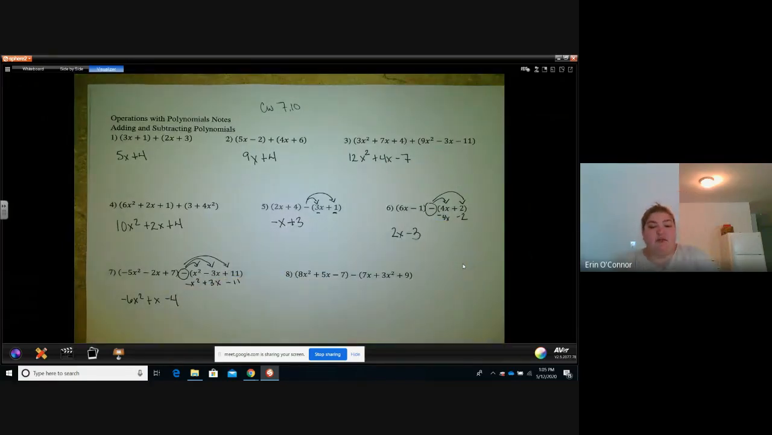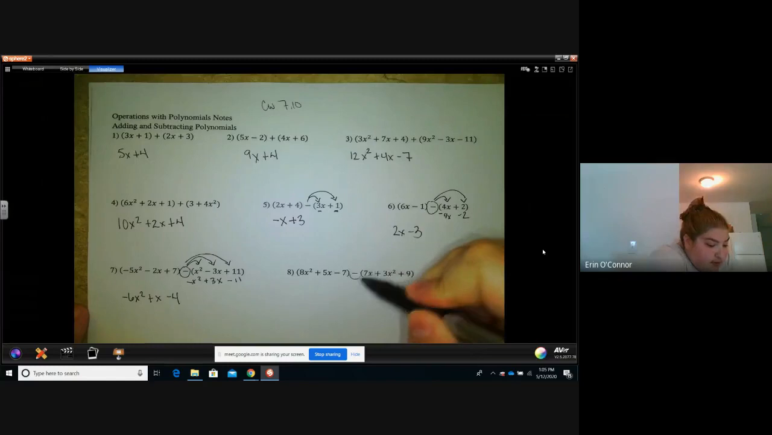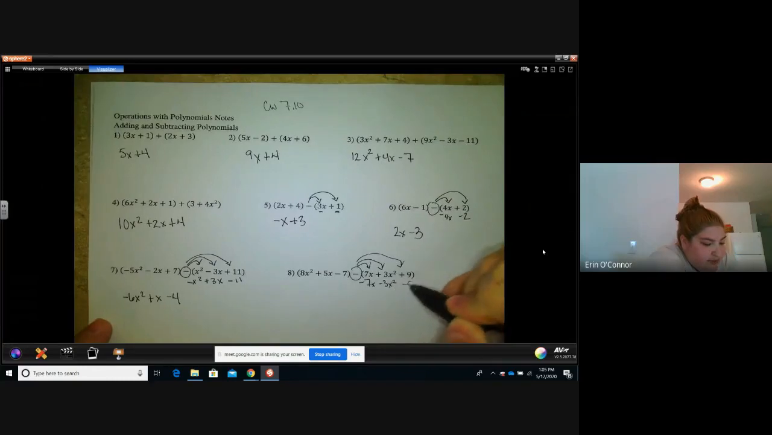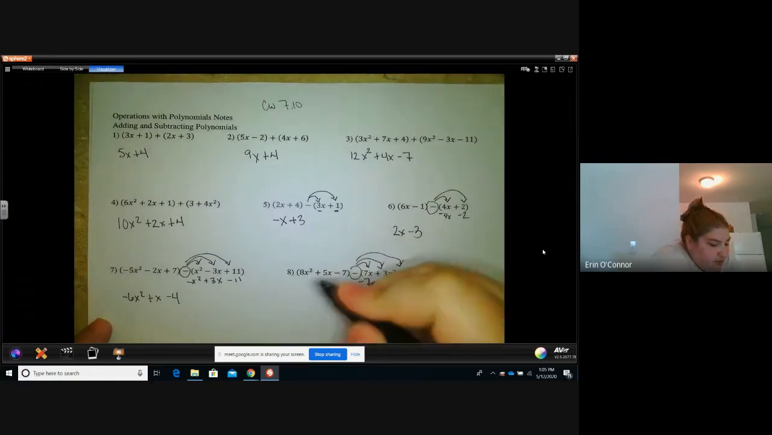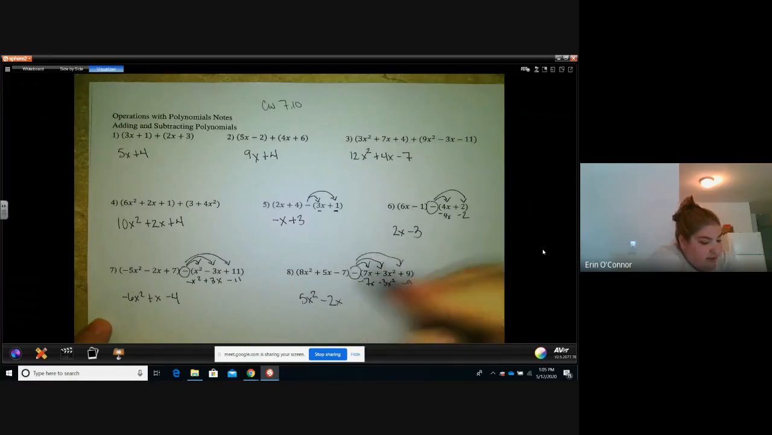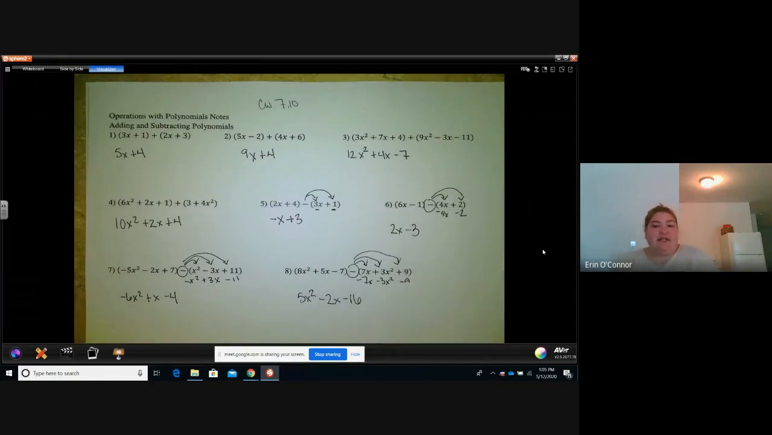Try to do this last one by yourself, so pause the video and try and do it yourself before I go through it. This is going to go to all of these. So I get negative 7x minus 3x squared minus 9. 8x squared minus 3x squared is 5x squared. 5x minus 7x is negative 2x. Negative 7 minus 9 is minus 16. So that's how you would go about adding and subtracting polynomials.